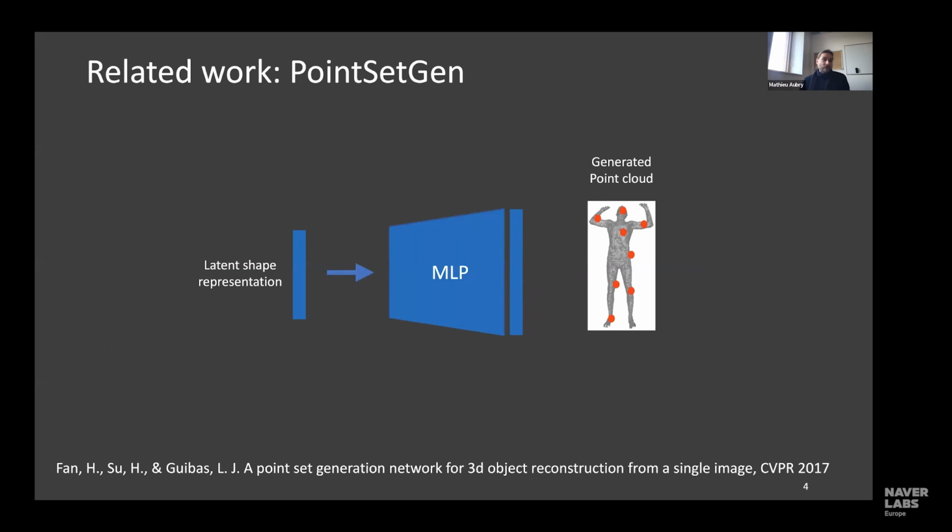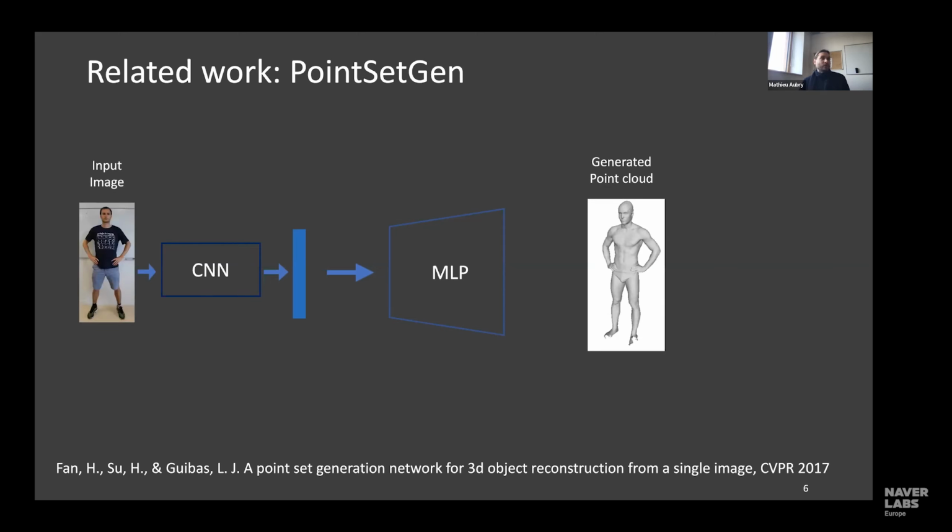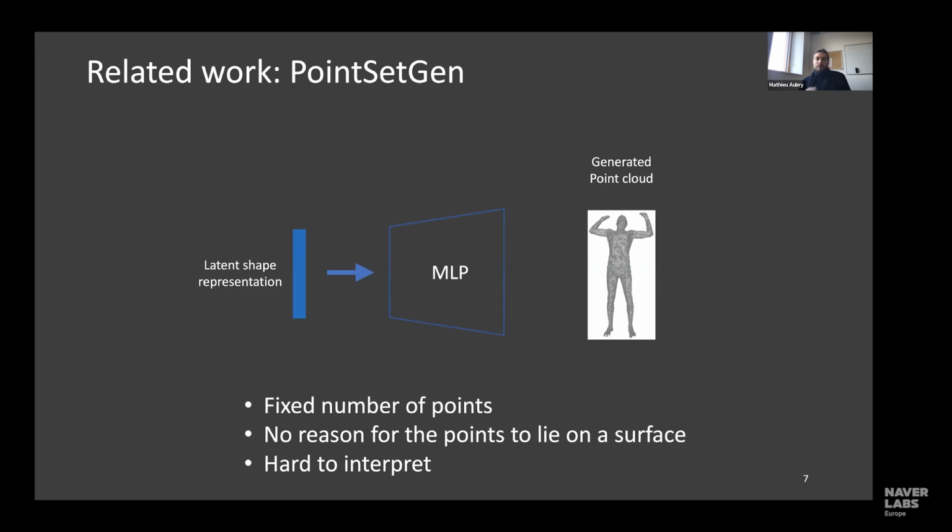Your latent shape representation can come from different other parts of your pipeline. It can be an input point cloud that has been processed, for example, by a PointNet, or it can come from an input image that has been processed by a CNN, and then what you are really doing is single view reconstruction. So this was very nice. This was basically one of the first methods to generate a 3D point cloud, but it had several issues.